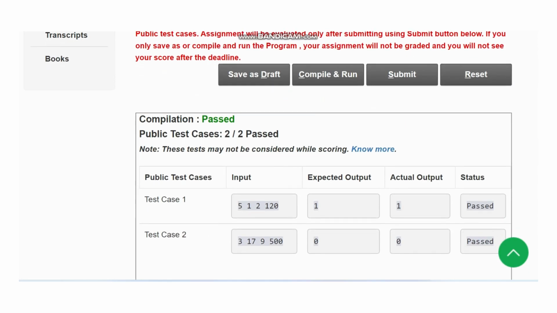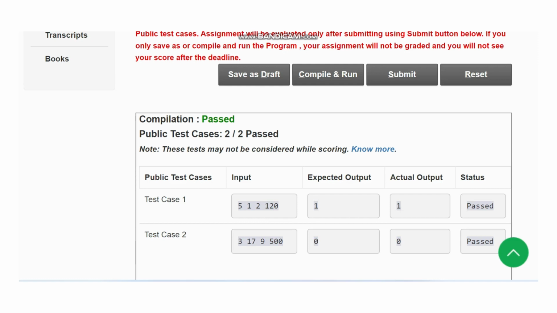See, here they give us some test case values. Here the compilation has passed, and public test cases 2 out of 2 have passed. Here you can see test case 1. My input is 5 100 rupee notes, 1 10 rupee note and 2 1 rupee notes. That means the total is 512 rupees I have. In 512 rupees, my product amount is 120. My money is greater than the product amount which I want to purchase, so my expected output is 1.